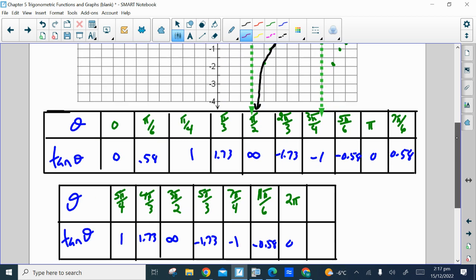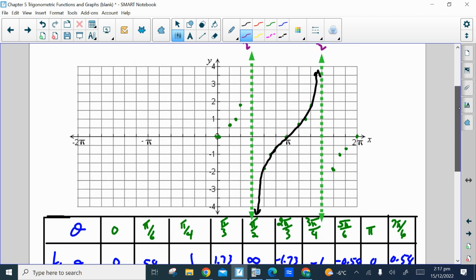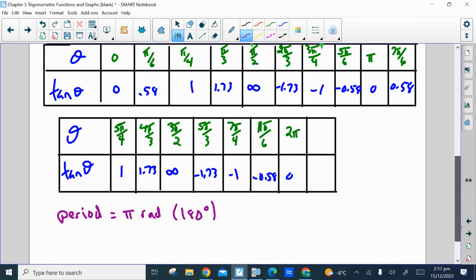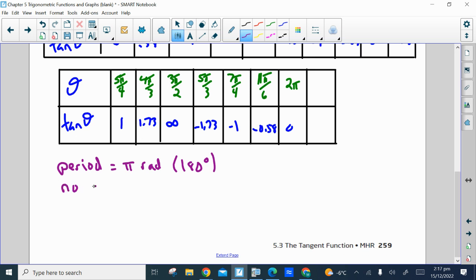Also notice that there is no amplitude, because the amplitude is the distance from the middle to the maximum, or the middle to the minimum, and there are no maxes and mins. These graphs continue forever going upwards, getting closer and closer to the vertical asymptote here on the right, and go downwards forever on the left, getting closer and closer to the vertical asymptote. There is no amplitude.